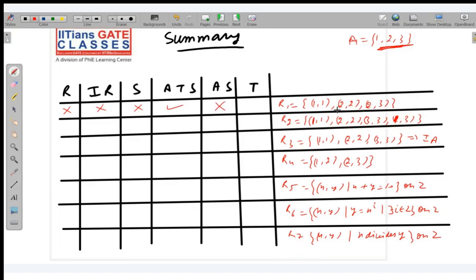What about transitive? 1 1, 2 2 self loops will not create a problem. 2 3. So nothing is extra there. So it is transitive, because if something were starting with 3, then it would create a problem for transitivity.